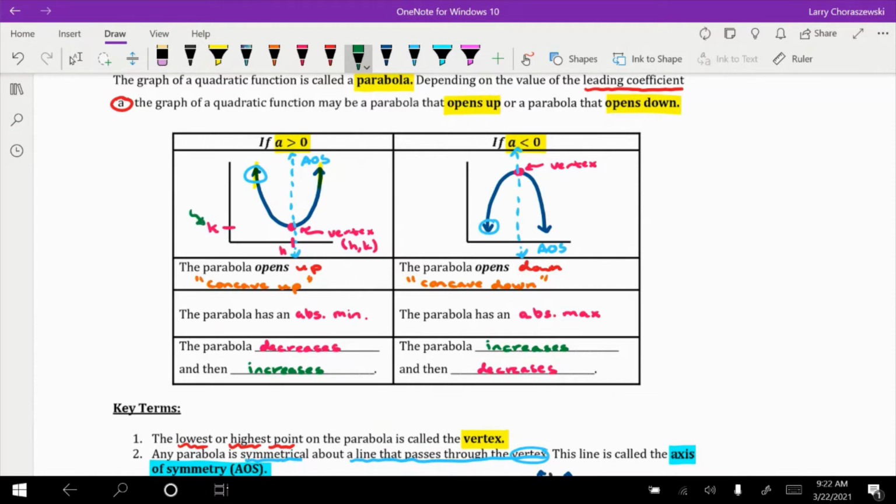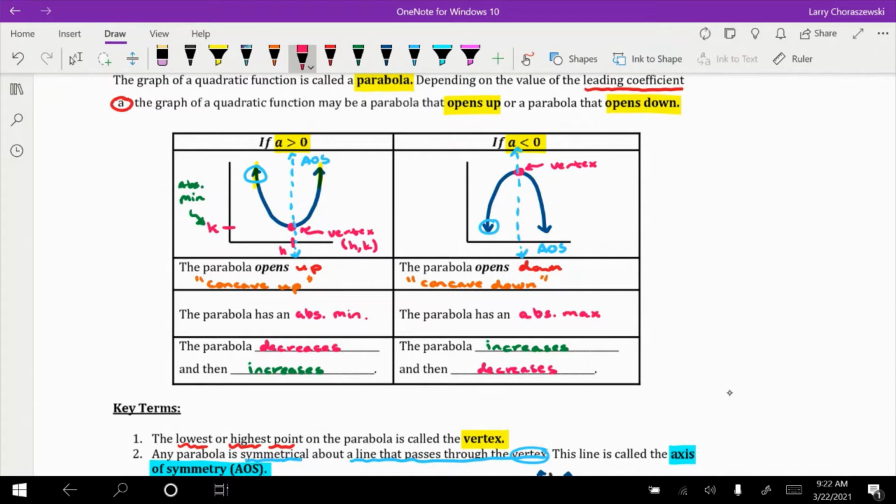And in application settings, this value of k would be the absolute minimum of our function. Can you tell why? It's the smallest y value that the function produces. So there are no points that get any lower than the vertex on this version of a parabola. So that would actually be the absolute min, if we want to be a little more specific.